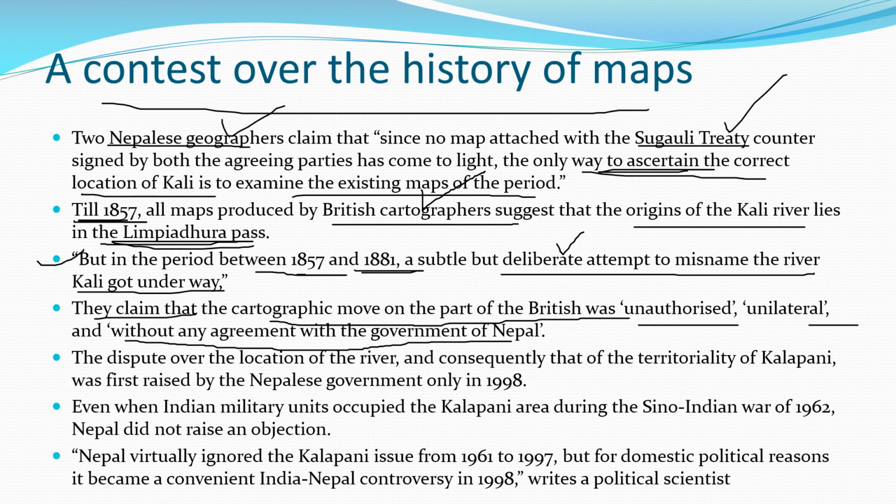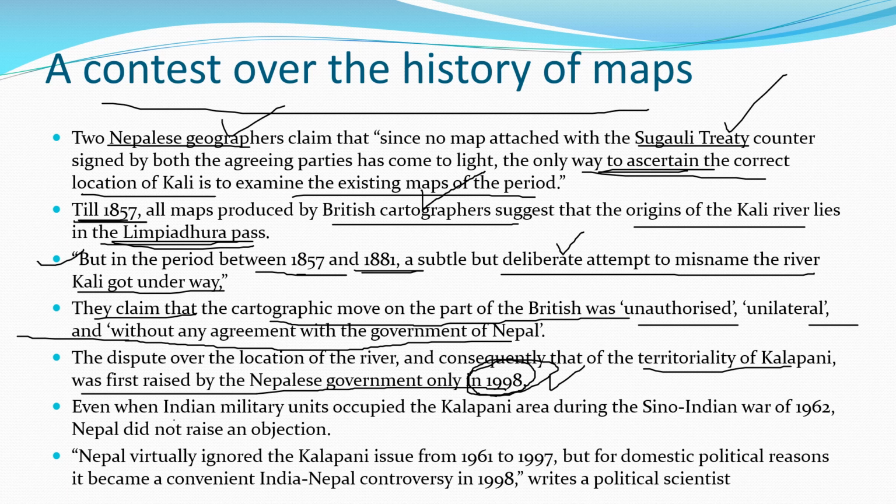So this is the claim of the Nepal side, and the dispute over the location of the river, and consequently the territoriality of Kalapani, was first raised by the Nepalese government only in 1998. Okay, so till 1998 there was no issue with respect to the border dispute, but after this time Nepal has been saying that Kalapani is part of their territory.